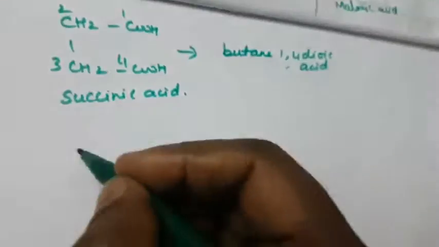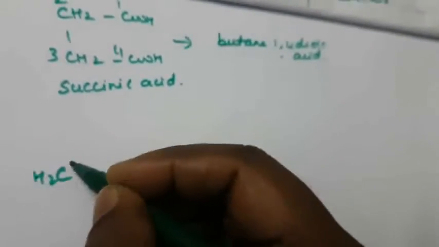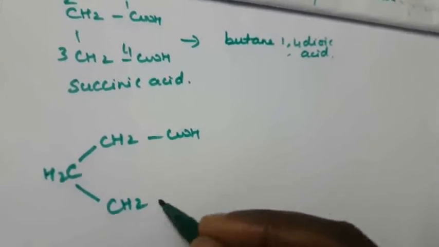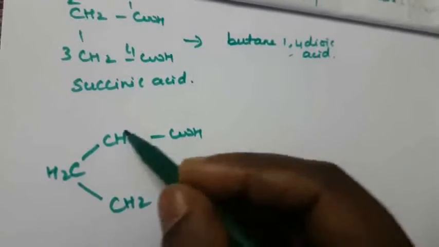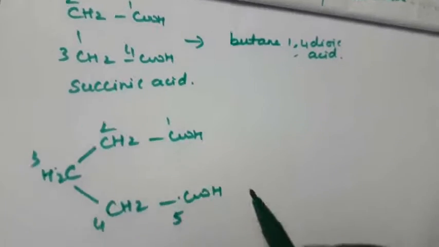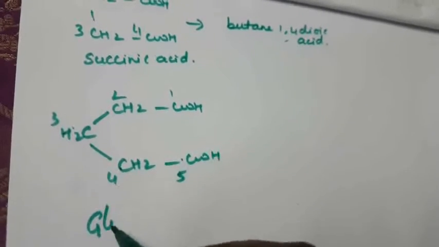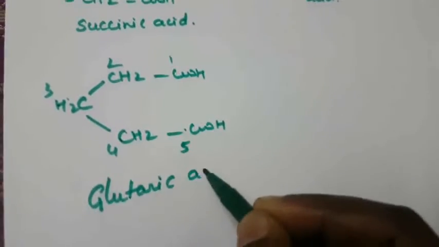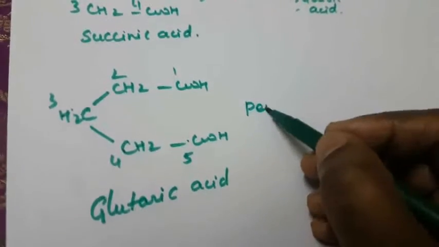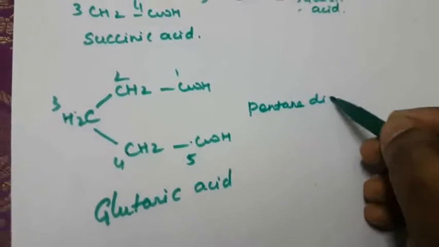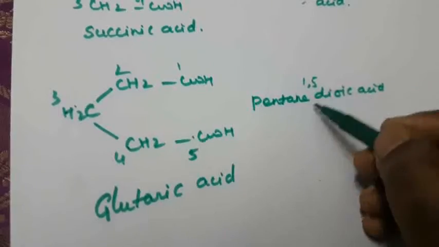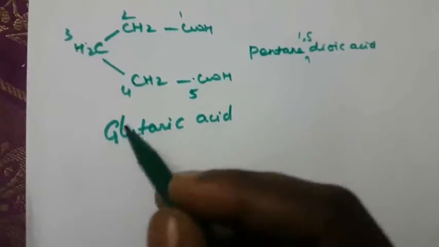The next one has 5 carbons: CH2, CH2COOH, then CH2, COOH. How many carbons? 1, 2, 3, 4, 5. So that is glutaric acid. How to name this compound? With 5 carbons, pentane dioic acid, pentane-1,5-dioic acid.